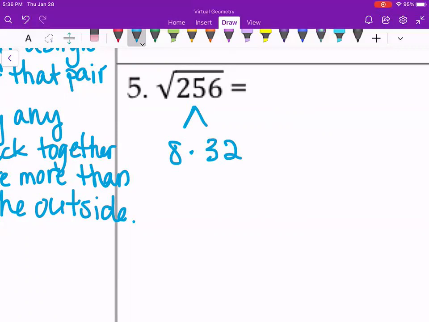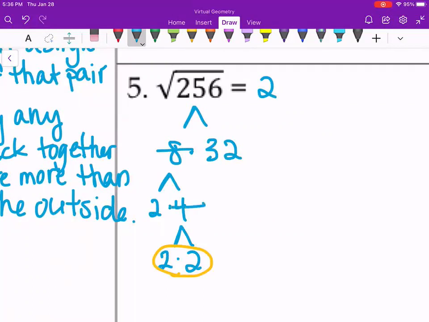My 8 can go down to a 2 and a 4. My 4 can go farther down to a 2 and a 2. And right now, there's a pair. So that means I can bring a 2 out. Now, again, because I broke down the 8, I can't use it anymore. And because we broke down that 4, I can't use it anymore. Now let's bring down 32.